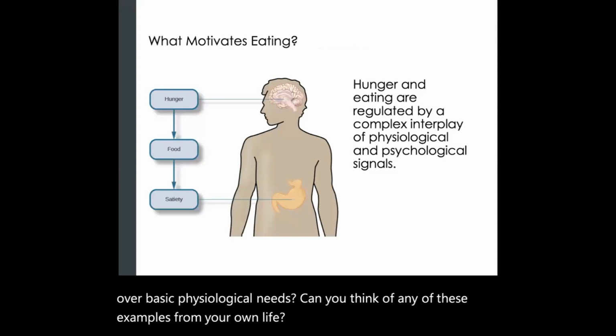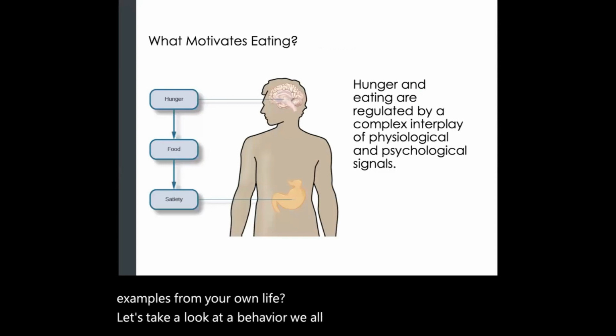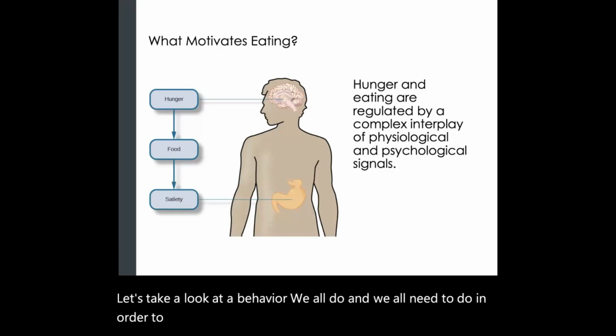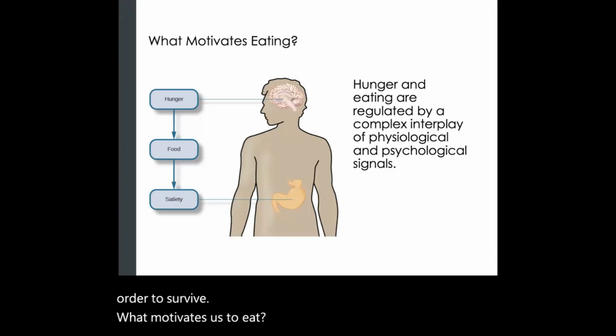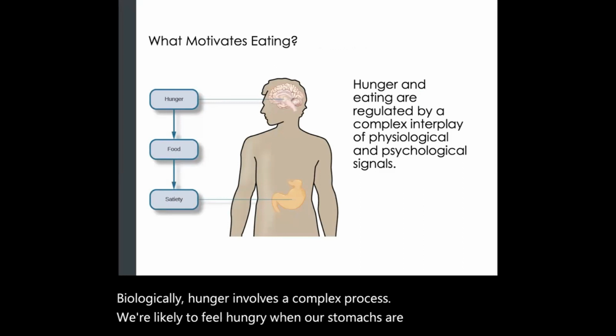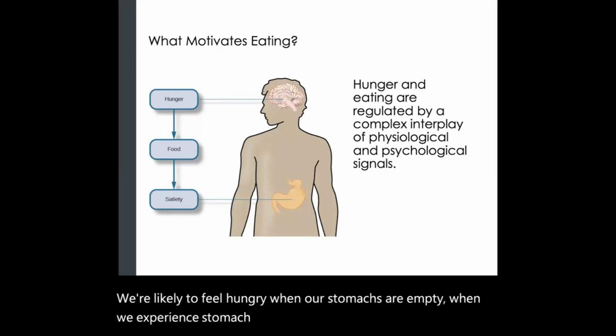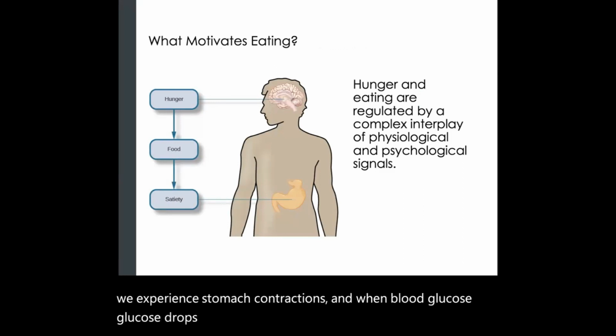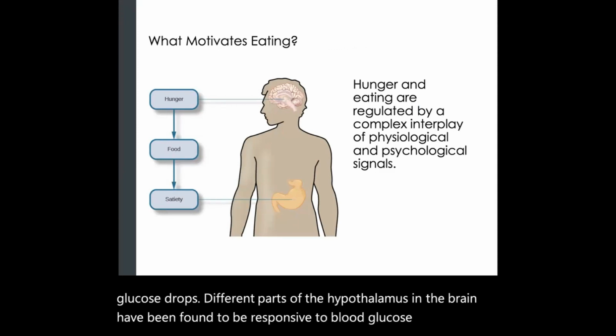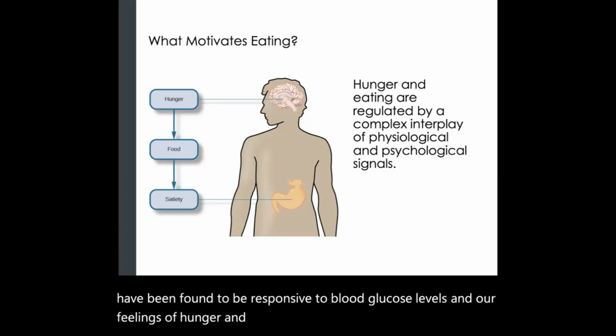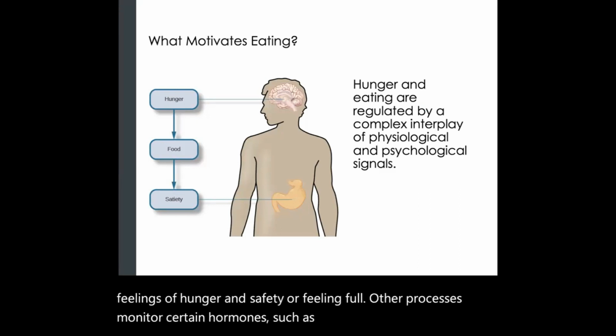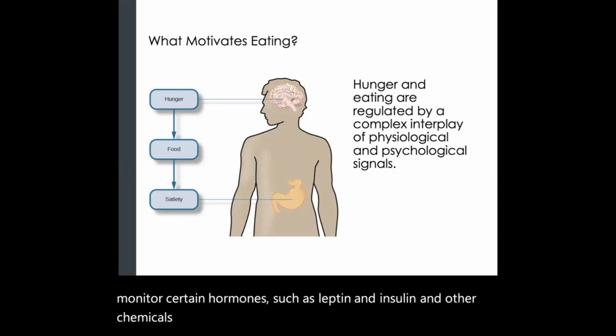Let's take a look at a behavior we all do and we all need to do in order to survive. What motivates us to eat? Biologically, hunger involves a complex process. We're likely to feel hungry when our stomachs are empty, when we experience stomach contractions, and when blood glucose drops. Different parts of the hypothalamus in the brain have been found to be responsive to blood glucose levels and our feelings of hunger and satiety, or feeling full. Other processes monitor certain hormones, such as leptin and insulin, and other chemicals such as fat and protein.